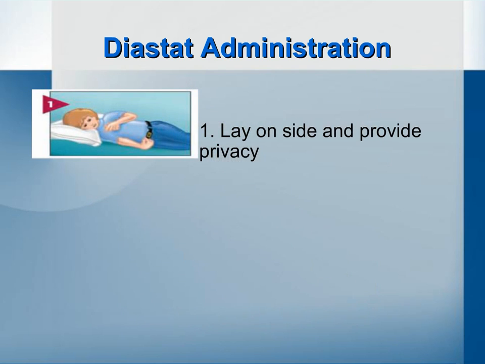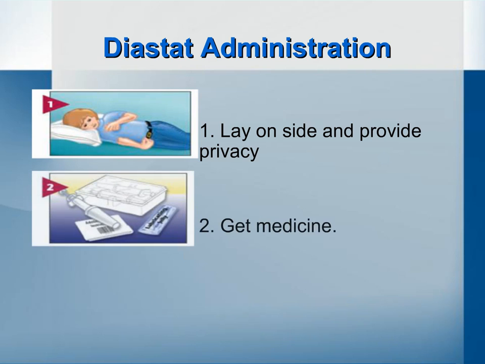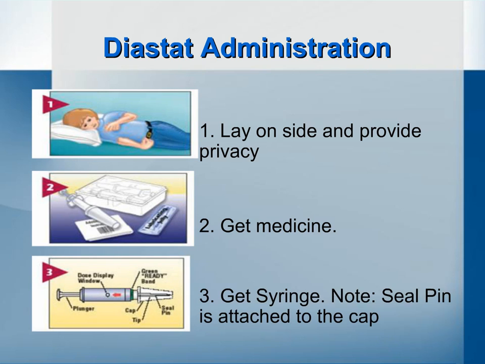First, put the person on the side where they can't fall. Provide the student with privacy by removing other students from the room or area. Now go get the medicine. Now get the syringe. Note that the seal pin is attached to the cap. If gloves are available, it would be helpful to put those on at this time.